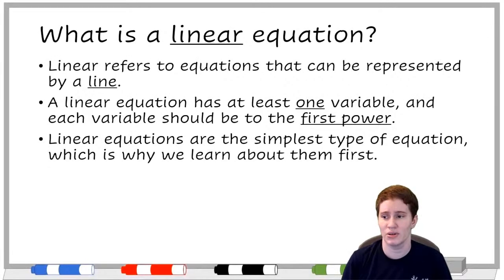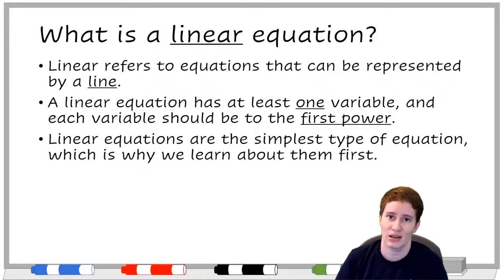All right, now that we know what an equation is, what is a linear equation? So the word linear there refers to equations that can be represented by a line. So that should be an easy connection to make, because the first four letters of linear is the word line. And there's ways that we can tell by looking at an equation that it is actually a linear equation, that we could represent it with a line.